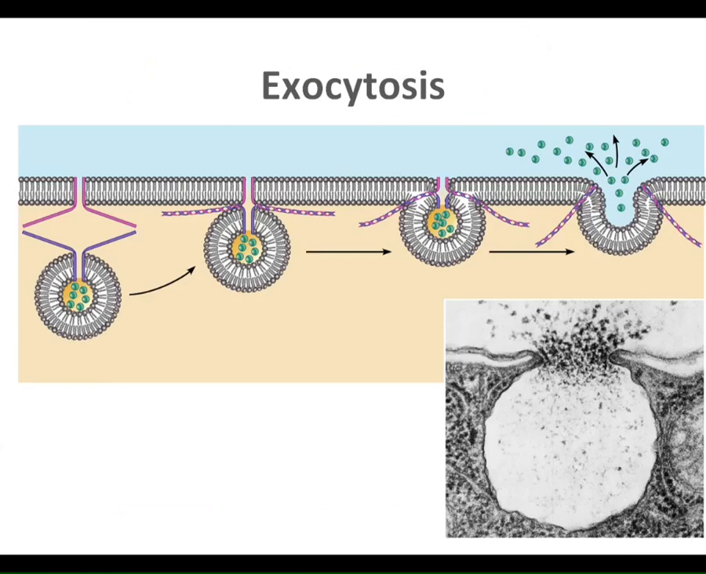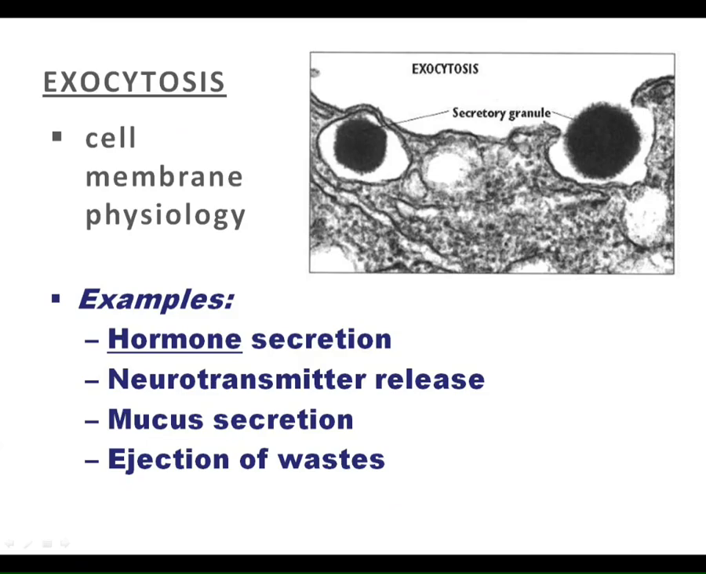Okay, another view of exocytosis. You can see how the cell membrane just blends together and then pushes the product out. This could be a mucus droplet or a neurotransmitter release, like I said. So know all of these examples here. Hormone secretion, neurotransmitter, mucus, and wastes being ejected.